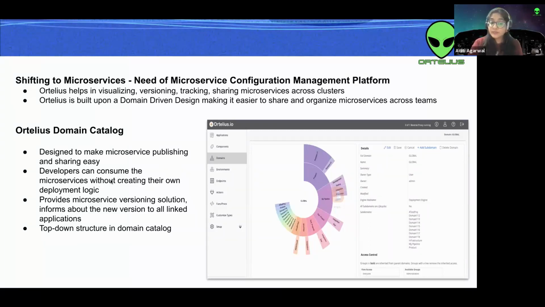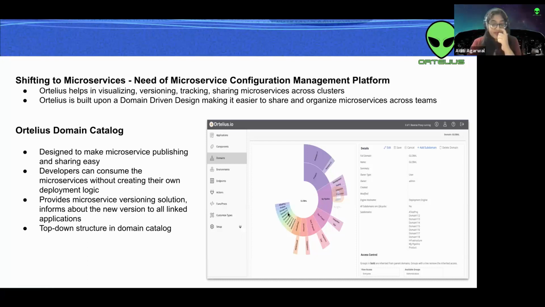Developers can consume these microservices without creating their own deployment logic. As I have already talked about the reuse of microservices, Ortelius provides this functionality, so we can consume pre-created microservices if they serve our application as well. We do not have to create a microservice again and again. It also provides a microservice versioning solution and informs all the linked applications about a new version.